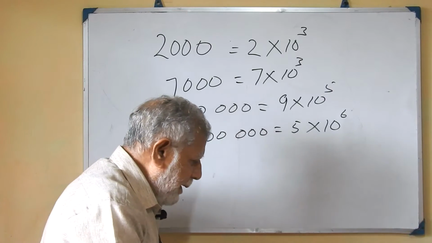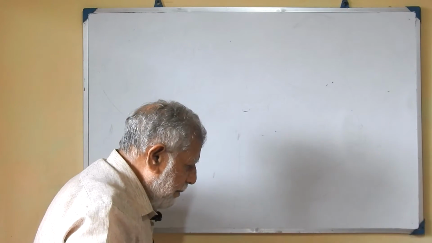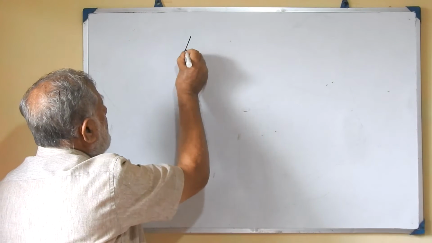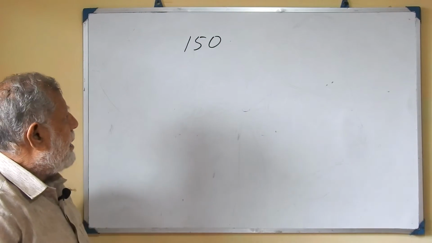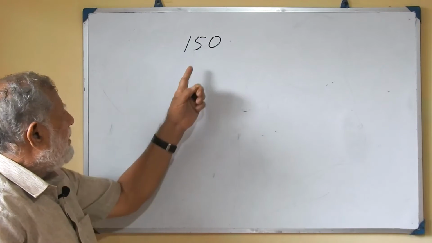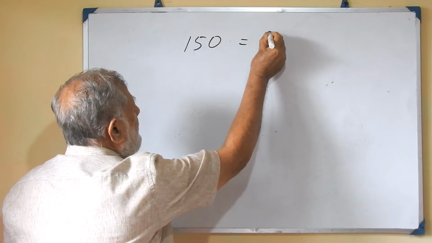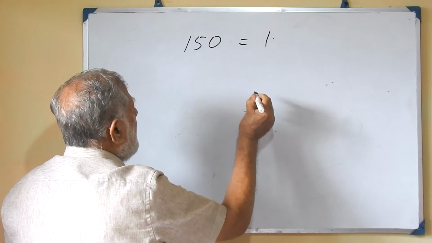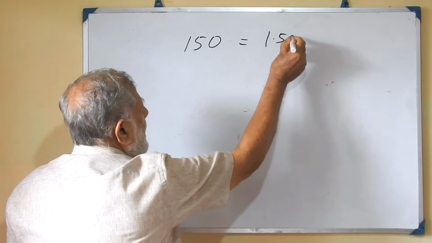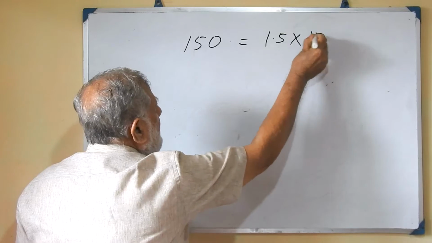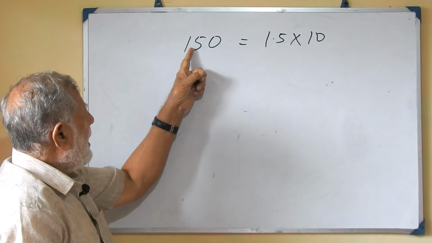Suppose we have a different number, say 150. We want to write this in scientific notation. How to write this? We can't write 15 into 10. Always it should start with one number, 1 and a decimal point and 5. We don't write the end zero. So into 10 to the power of, now we have to put the decimal point.